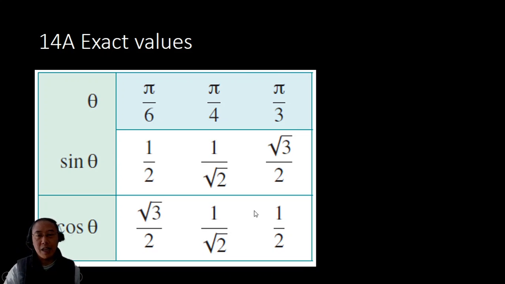Do you know your exact values? For theta starting from 0, pi on 6, pi on 4, pi on 3 to pi on 2, which is 90 degrees, you need to remember the values for sine and cos, and also tangent. Tangent is a bit easier, you just do the ratio of sine over cos. For example, tangent of pi on 4 is 1 over root 2 over itself. It's going to be equal to 1.